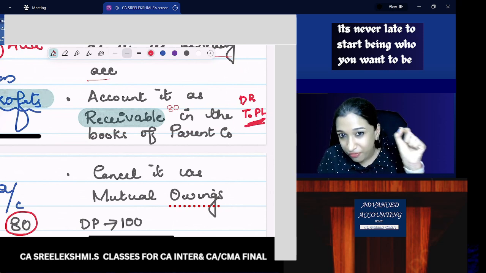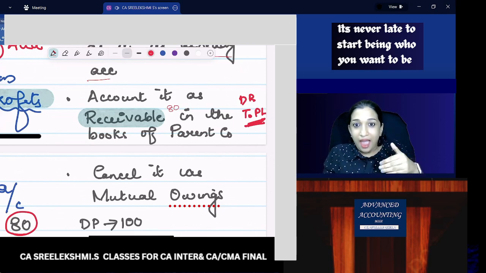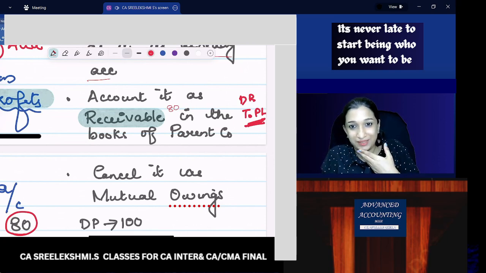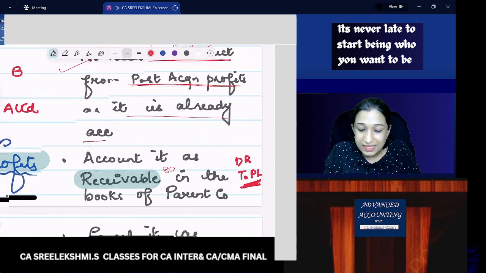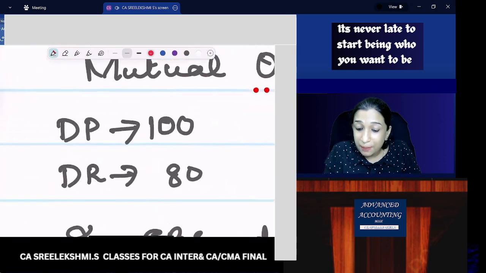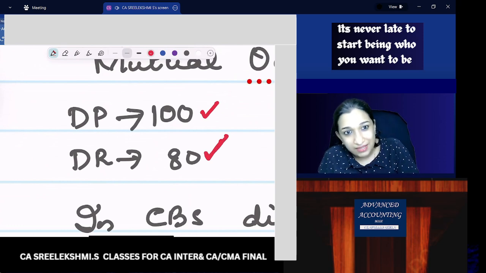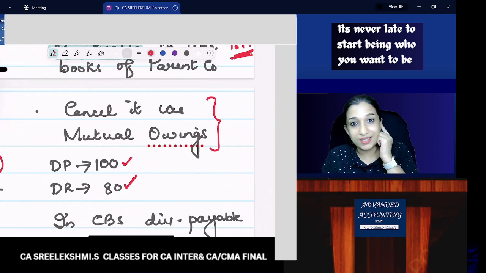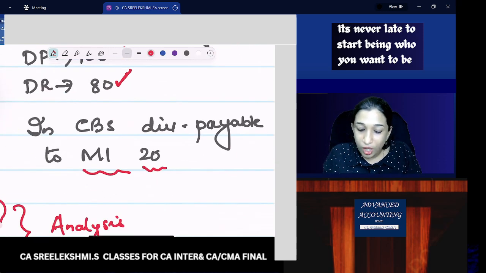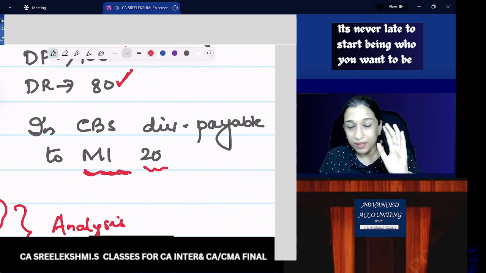Holding company's profits, add a share from subsidiary, add a share of dividend receivable. So in the holding company's books, there is a dividend receivable, and in the subsidiary company's books, there is a dividend payable of 100. Holding company's books show 80 dividend receivable. Now cancel it as mutual owings. So in the consolidated balance sheet, what is payable to minority interest? Only 20 will appear. So can you explain once more?